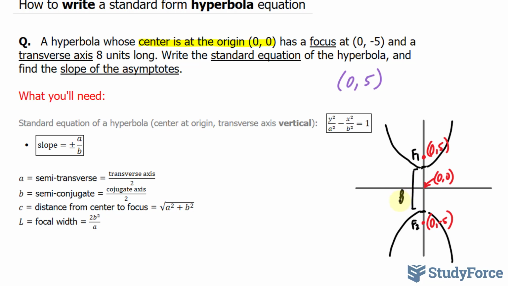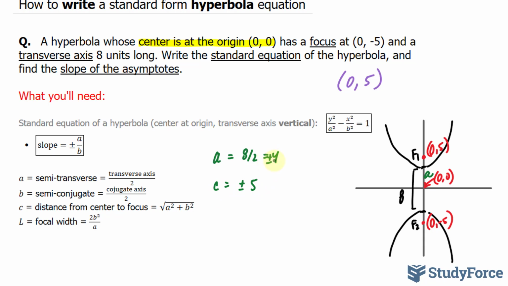From the transverse axis, we can find our a value. Our a value is the measure from the center to the vertex, and c is the measure from the center to the focus. So c would be the distance from the center to the focus, and in our case it's 5. Let's write that down. a is equal to 8 divided by 2, which is 4, and c is equal to ±5. We can also write ±4 as our a.